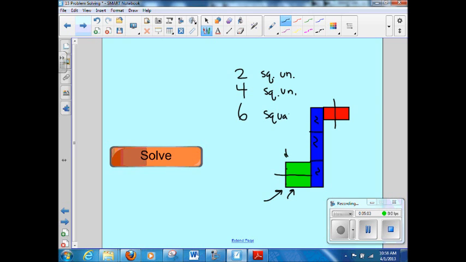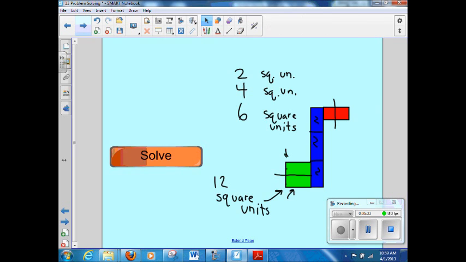Margaret made this figure, and she wants to know how many square units the whole figure is. We used that red one as a guide, and now we have to add those up. 2 and 4 is 6, and 6 and 6 is 12. So I'm saying that this figure is 12 square units. I solved it by doing a simpler problem first. Square units. Let me finish that there.